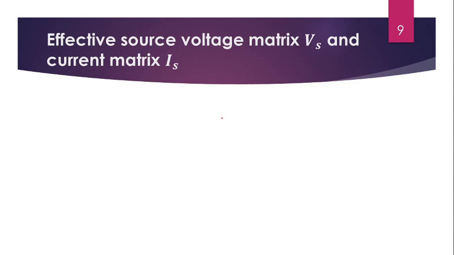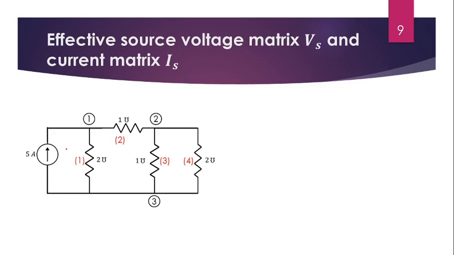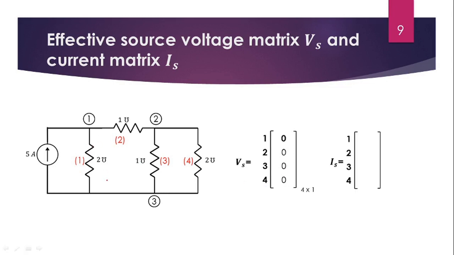Once we find the branch admittance matrix, after that we can find the voltage matrix and current matrix, again from the circuit. For the voltage matrix, any voltage source present in series with a branch is considered. In branch 1, branch 2, branch 3 and branch 4 there is no voltage source, so all the elements are 0. For the current source, whenever there is a shunt current source across a branch, it will be considered as the current source for that particular branch. So only branch 1 has a current source, that is 5 ampere, and the remaining are 0.